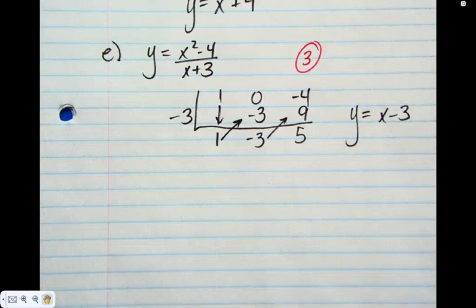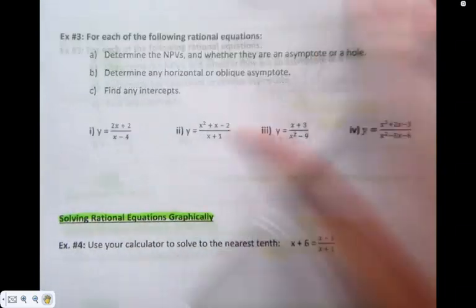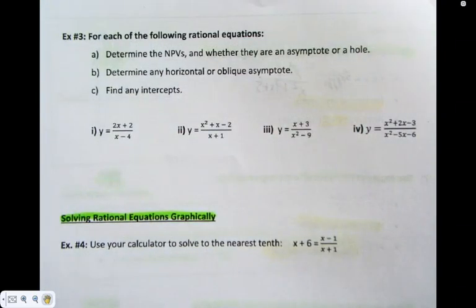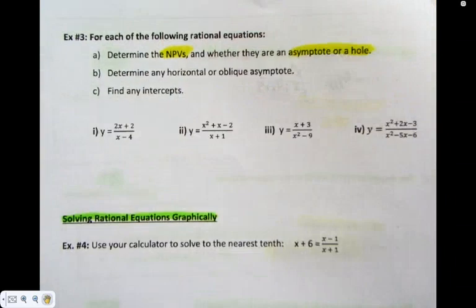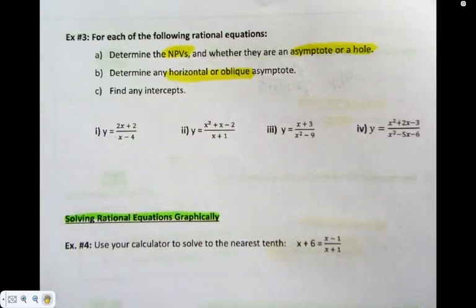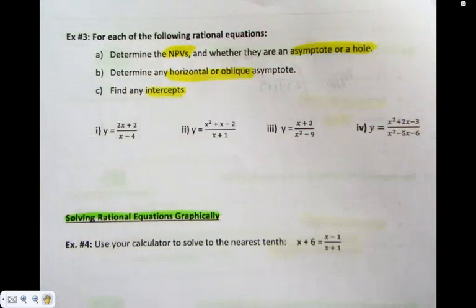Questions so far? Next example, we're just going to put all this together because this is what we need to do in order to graph these next day. The first thing we do is we determine the NPVs and we decide if they're asymptotes or holes. Step number 2 for graphing, we determine are there any horizontal or oblique asymptotes. The third thing we need to do is find any intercepts.